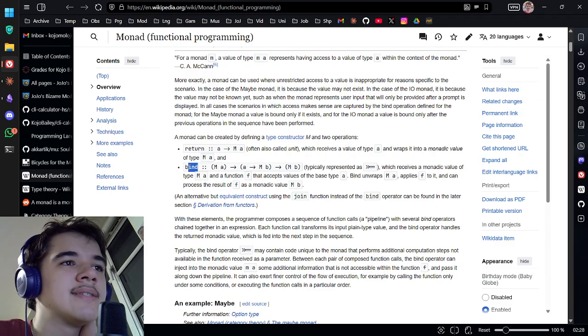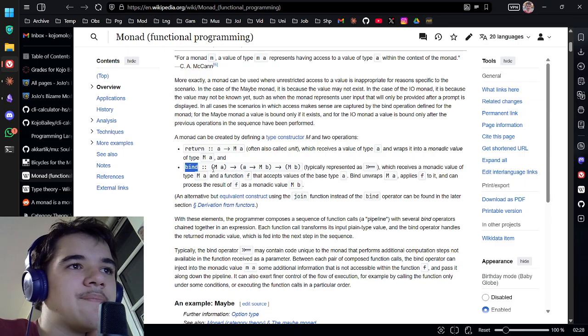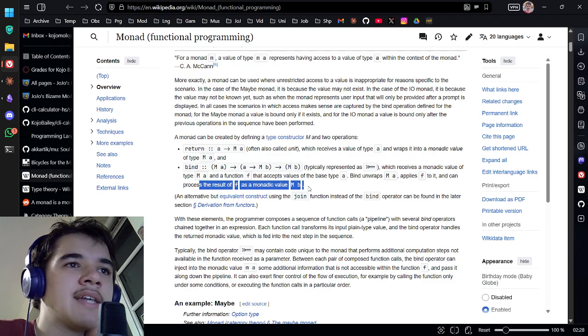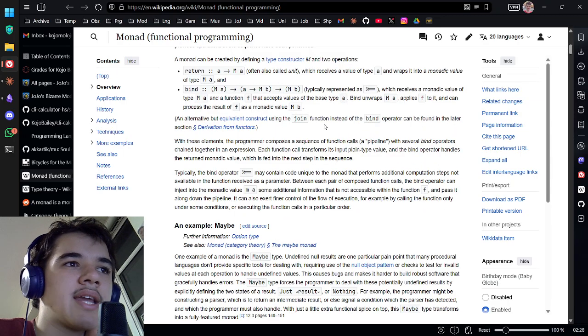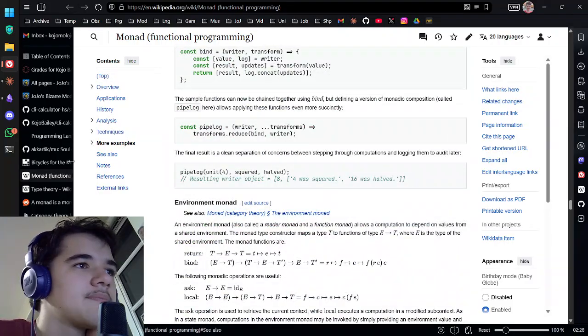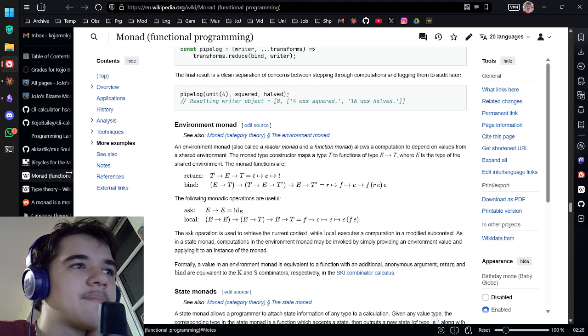So the bind is the operator. It receives a monadic value of type MA and a function f that accepts values of the base type A. Bind unwraps MA, applies f to it, and can process the result of f as a monadic value MB. So kind of like it unwraps it, then wraps it again. Yeah, I do know this, but I'm curious about the specific theory.